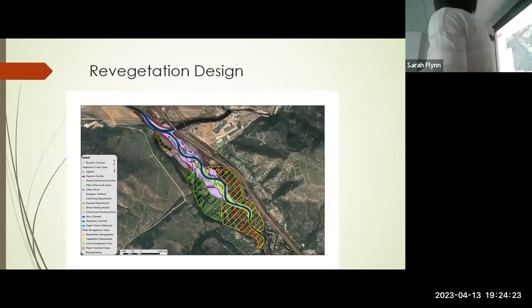So another way to illustrate this is what we call a plan view, a bird's eye view of how we would lay this out. This is really a conceptual layout. And again, I apologize, you can't see what these words say, but the colors represent different vegetation cover types that are the goal for what we would want to see at this site long-term.